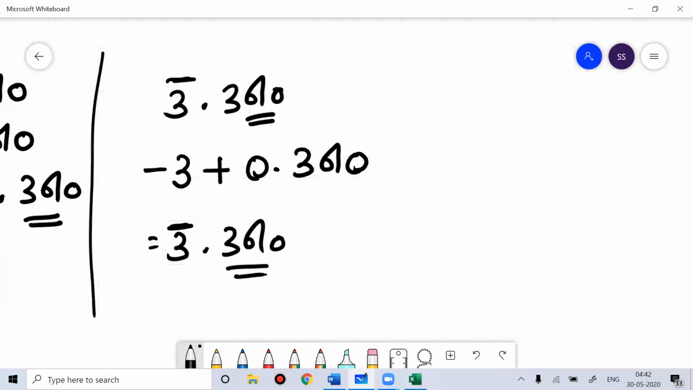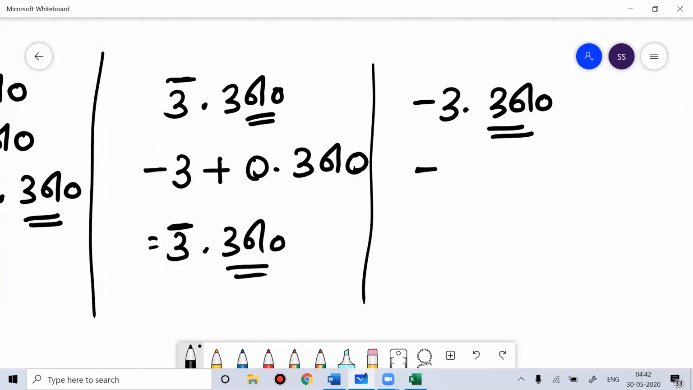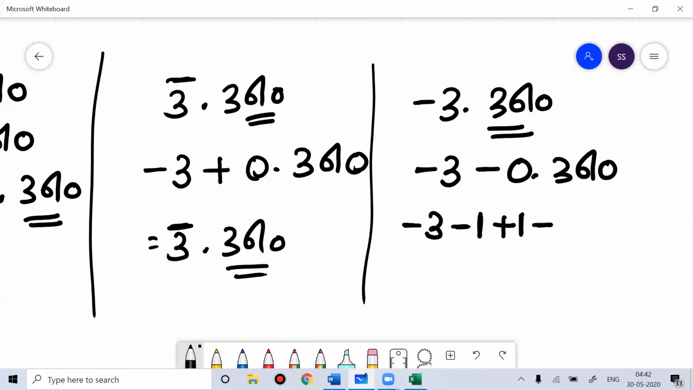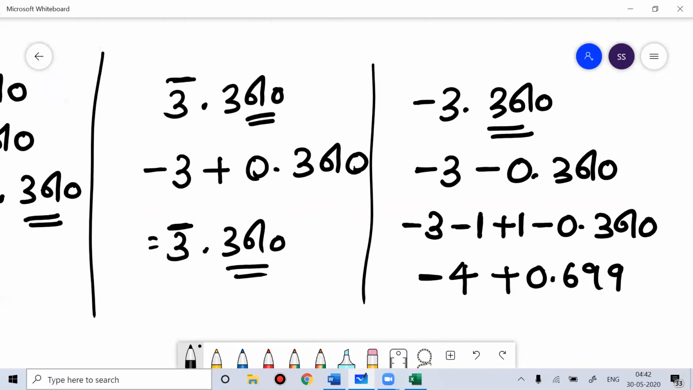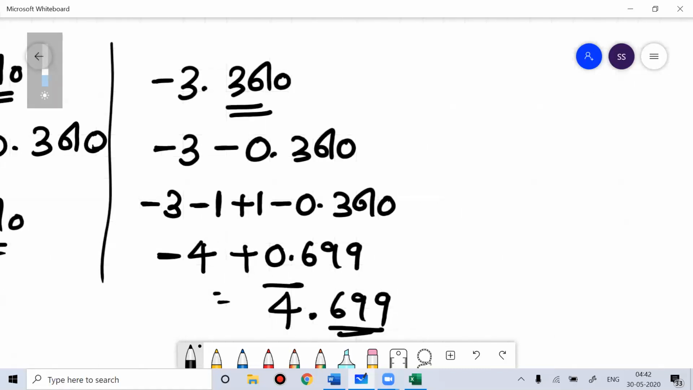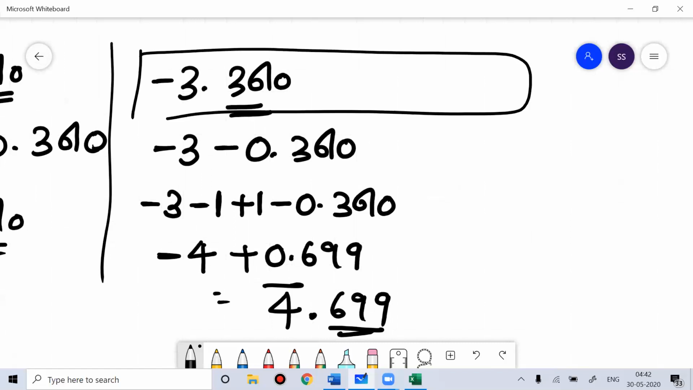But suppose you see a number like minus 3.3010. Then your number is actually minus 3 minus 0.3010. Now if you want to express this number in this form, you can write minus 3 minus 1 plus 1 minus 0.3010. Ultimately you'll get minus 4 plus 0.699. So you can write this number as 4 bar 0.699. The same number can be written as 4 bar 0.699.